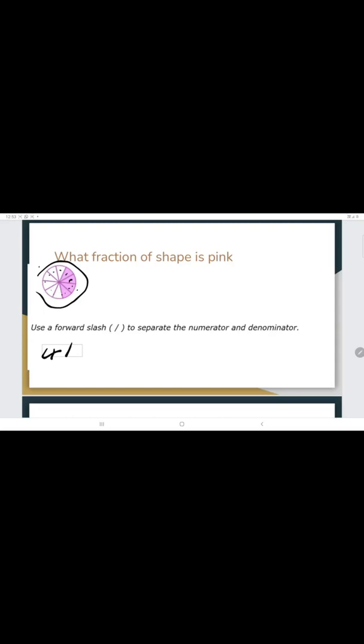There are 1, 2, 3, 4, 5, 6, 7, 8, 9, 10. There are 10 triangles in the circle. So the denominator is 10. So the answer is 4/10 to this question, guys. So let's go to our next question.